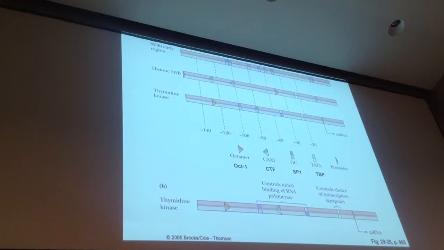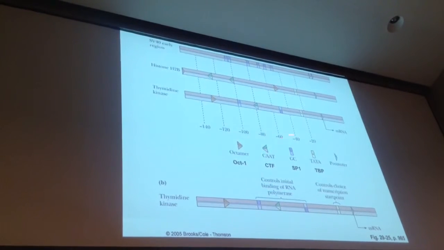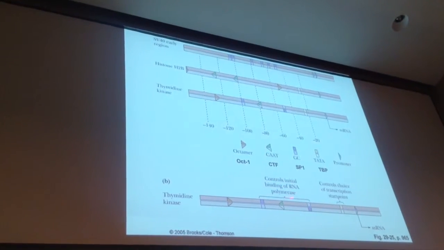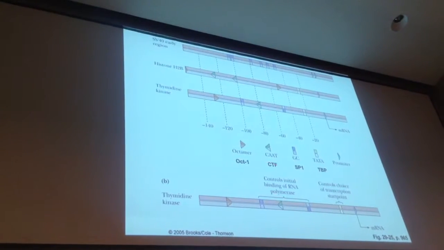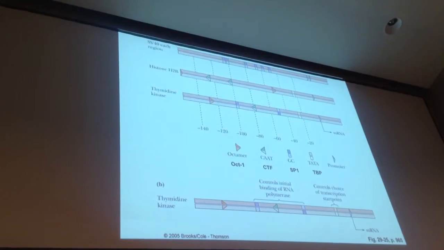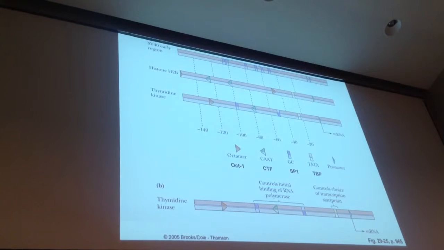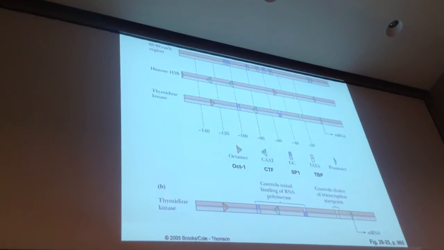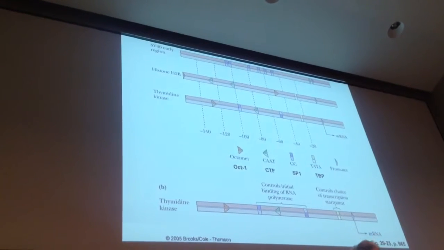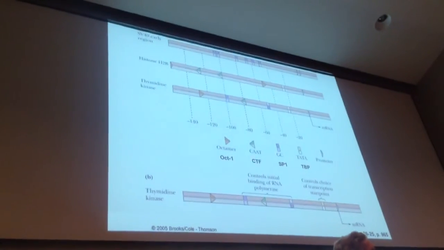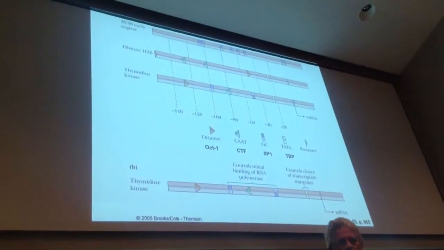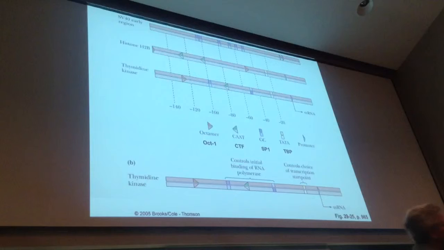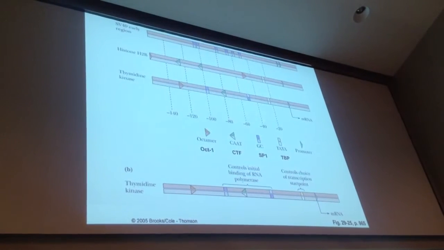Most of these, the GC box, the CAP box, the TATA box, control the initial binding of RNA polymerase. Now, we talked about these promoter elements being close to the consensus and increasing transcriptional rate the closer they are. But they have another very big function, and I can tell you about it actually.